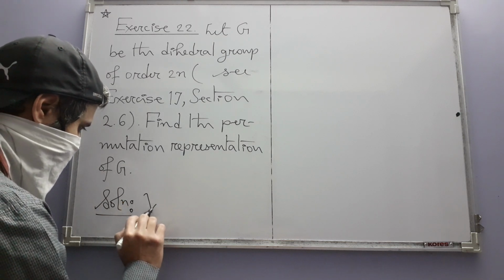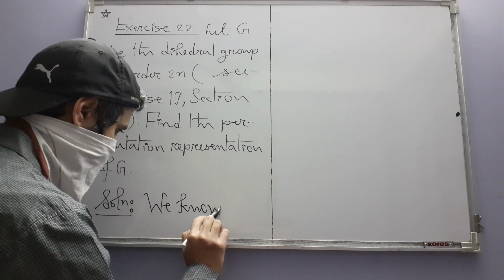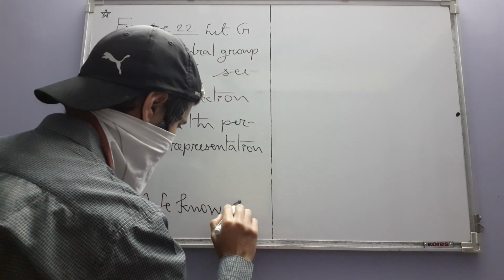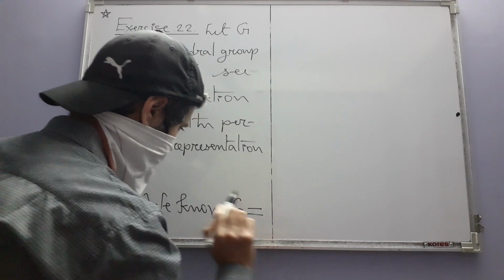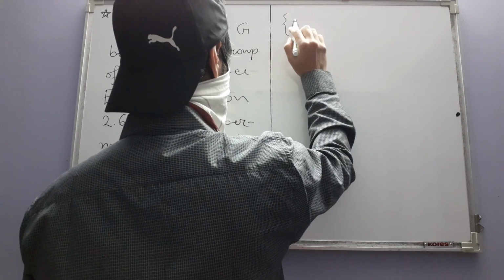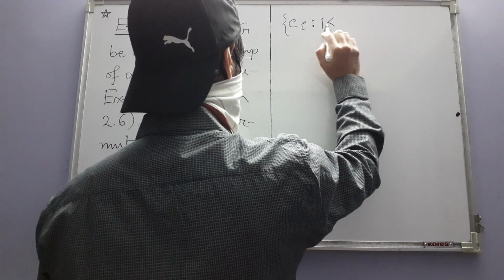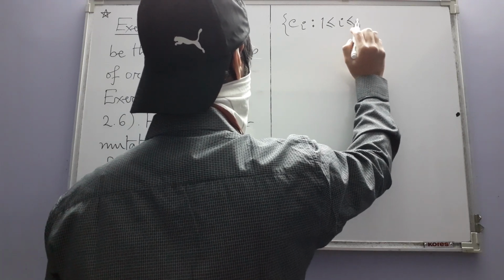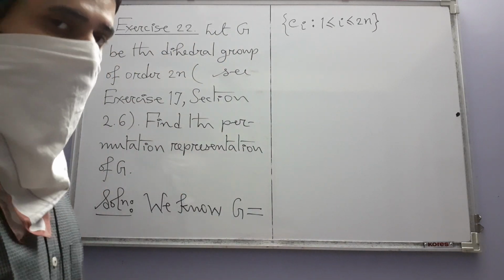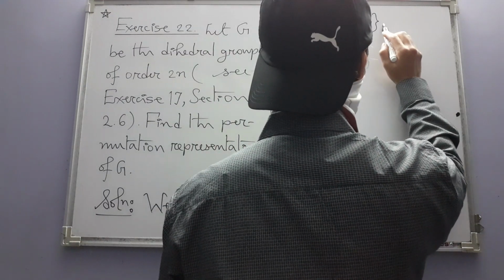So we start like this. In this exercise the group has been named G. G is the set of all elements Ci as i varies from 1 through 2n, but we don't know what these Ci's are. In fact, these Ci's are a way of renaming the elements.